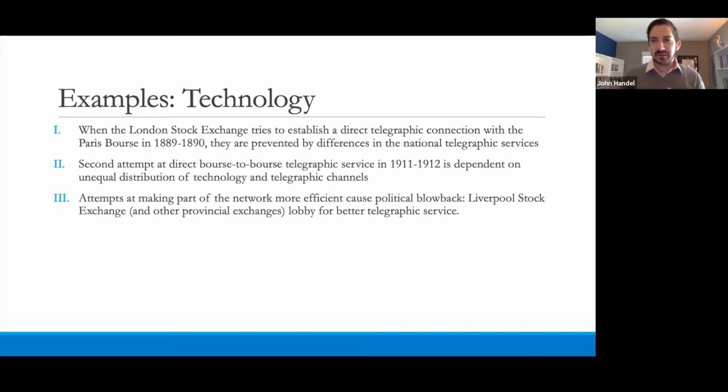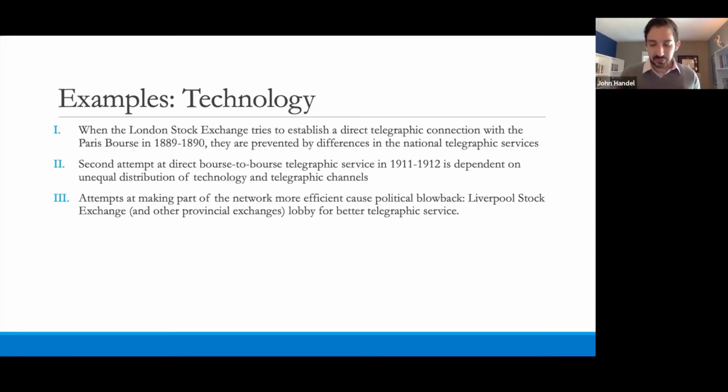And then the third part of this is that new technological changes in one part of the network typically expand and create different political blowback throughout the rest. So when London was pushing for the bourse-to-bourse connections between the 1890s and 1910s, other stock exchanges in Britain began lobbying and politically attacking London for the ways that it was beginning to monopolize technological infrastructure. So Liverpool was at a big disadvantage.